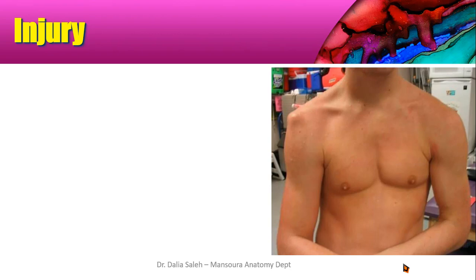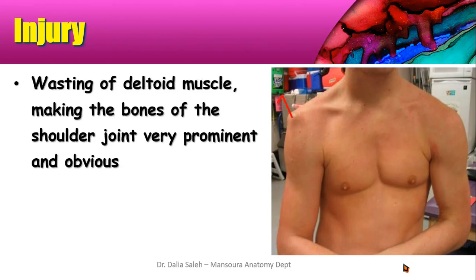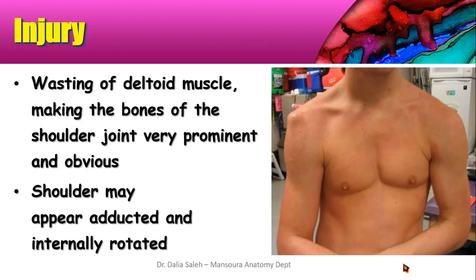In this picture, we can compare the left deltoid with the right deltoid. So there is wasting of the deltoid muscle on the right side, making the bones of the shoulder joint very prominent and obvious. And we also can see that the shoulder appears adducted and medially rotated.